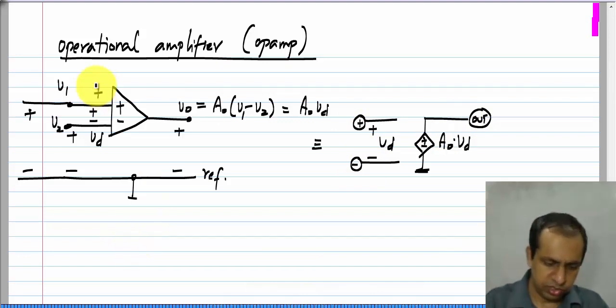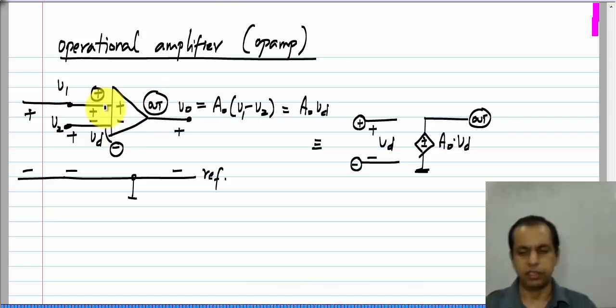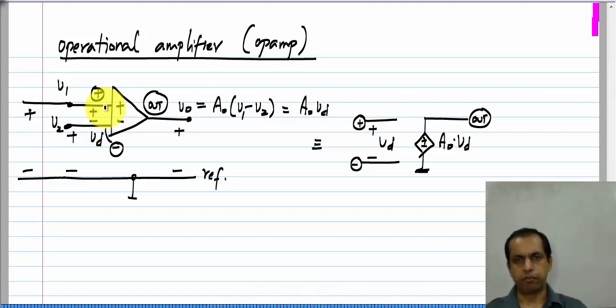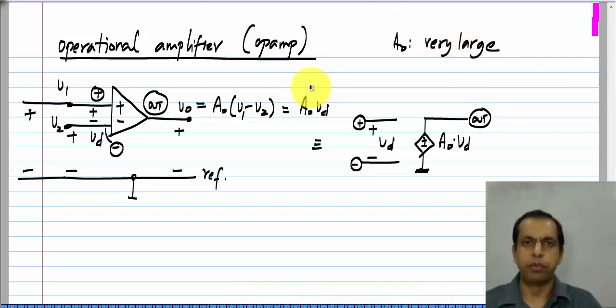Okay. So, this is the plus terminal as it is marked inside. This is the minus terminal as it is marked inside, and that is the output terminal. Okay. So, this is what an op amp is. It is a voltage controlled voltage source. So, what distinguishes an op amp from a general voltage controlled voltage source? The point is that this A0 is supposed to be very large. Okay. So, an op amp is a voltage controlled voltage source with a very high gain.